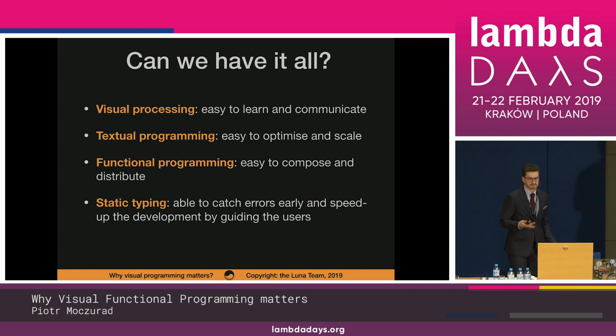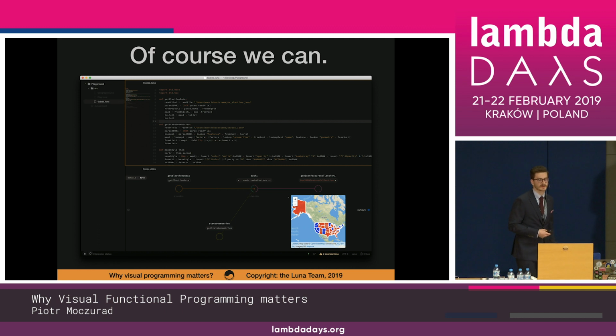Okay, so the natural question to ask is, can we actually have it all? Can I have the visual processing part that's really easy to learn, easy to communicate, easy to create? Can I have the textual programming part, where I can easily optimize the code, easily scale, easily deploy? Can I have functional programming, which is easy to compose, distribute, reason about? Can I have static typing that will help me catch errors very early before I actually start running the code? And can I use it to speed up the development, to give me some sort of informed hints about what I can use? Well, it just so happens that, yes, we can. That's the purpose of my talk. There's this clever tool and programming language called Luna, in which we try to combine all these aspects.